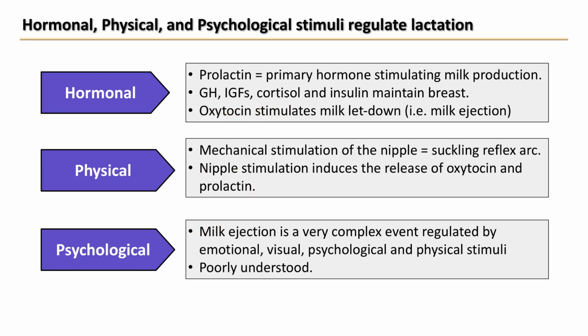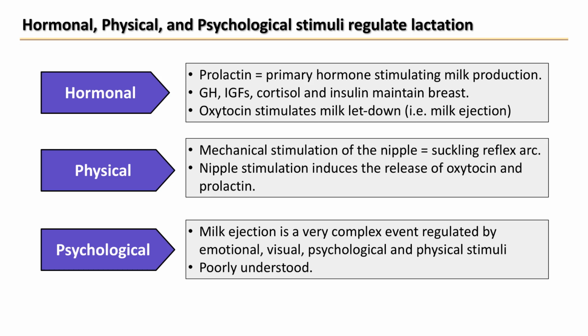So looking at lactation, there are hormonal, physical, and psychological regulators. So prolactin is the primary hormone that's going to stimulate milk production. We know that growth hormone, the IGFs, cortisol, and insulin are going to be needed to maintain the breast. And we know that oxytocin is going to act on those myoepithelial cells to induce milk letdown.